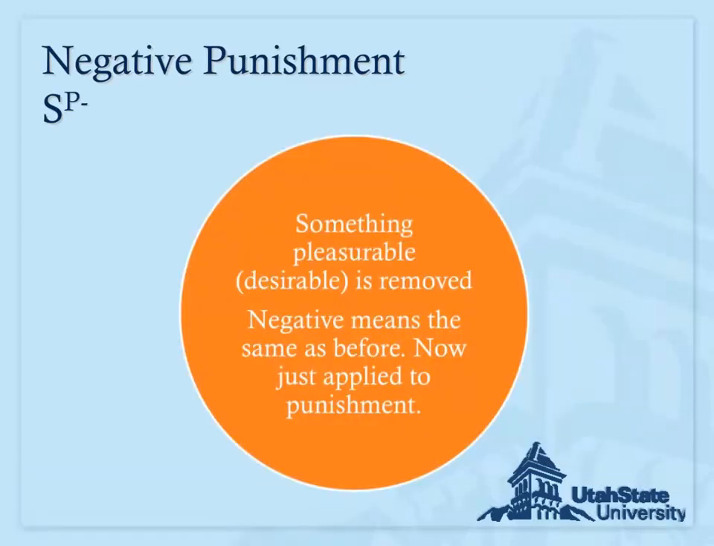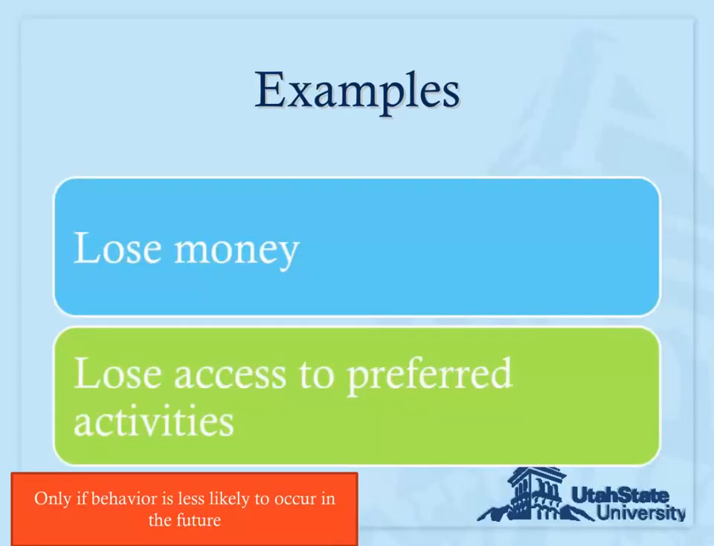In negative punishment, a stimulus is removed from the environment and the future occurrence of behavior is reduced. Negative still only means that something is being removed from the environment. A couple of examples for negative punishment would be losing money or access to preferred activities, as long as the future occurrence of problem behavior is decreased.